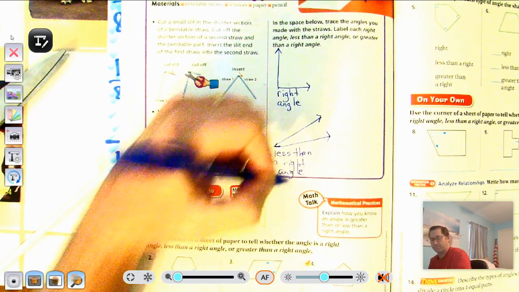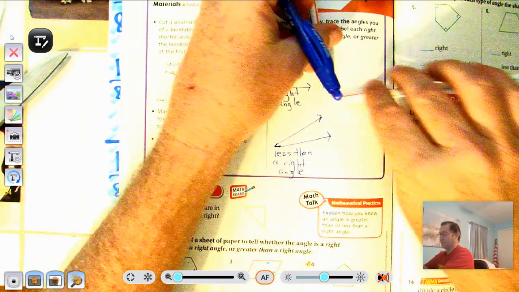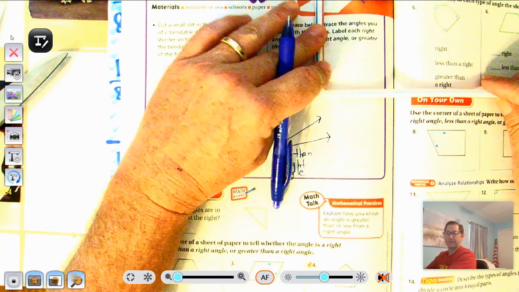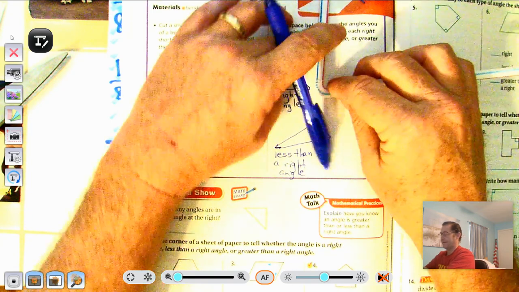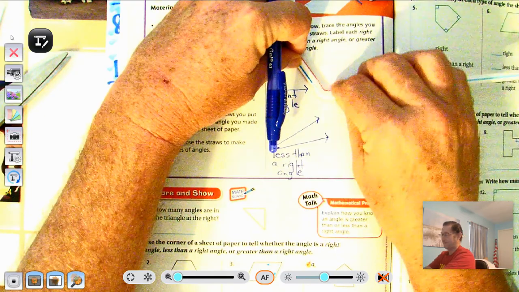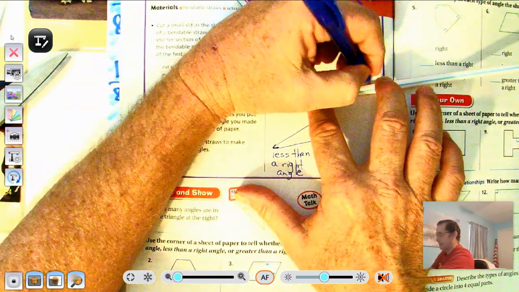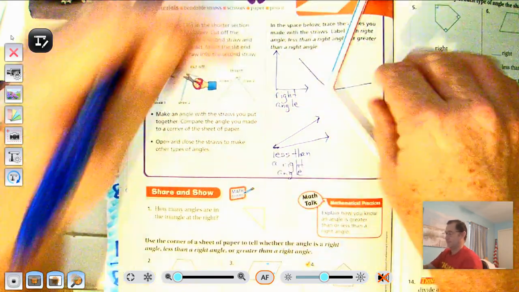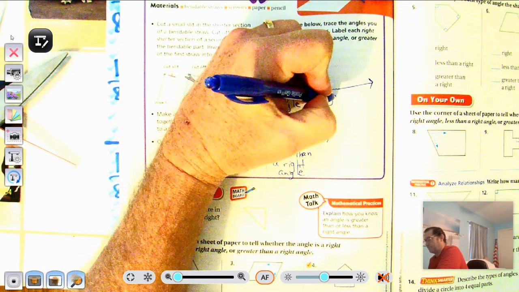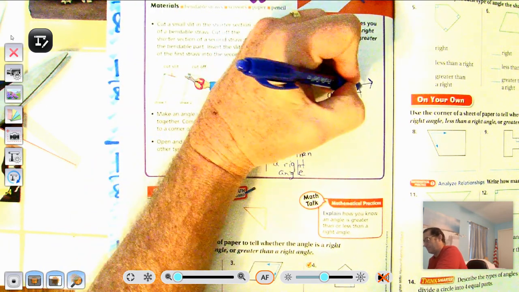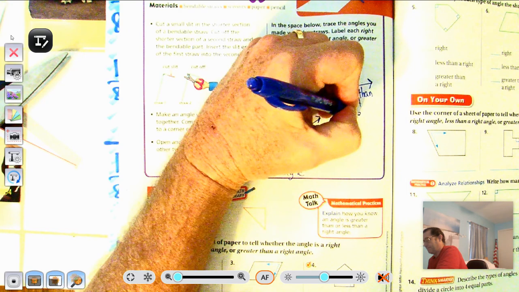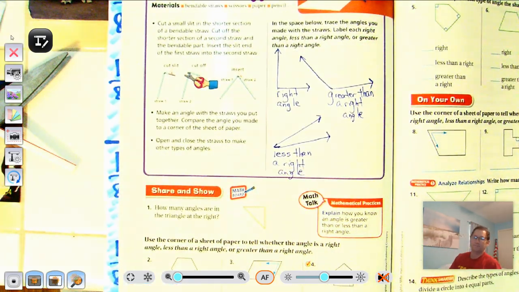And finally, let's make one that's greater than a right angle. So if we have it like a capital L, square corner, take the left-hand side of the straw and bend it back to the left and trace the inside. All right, so that's greater than a right angle.